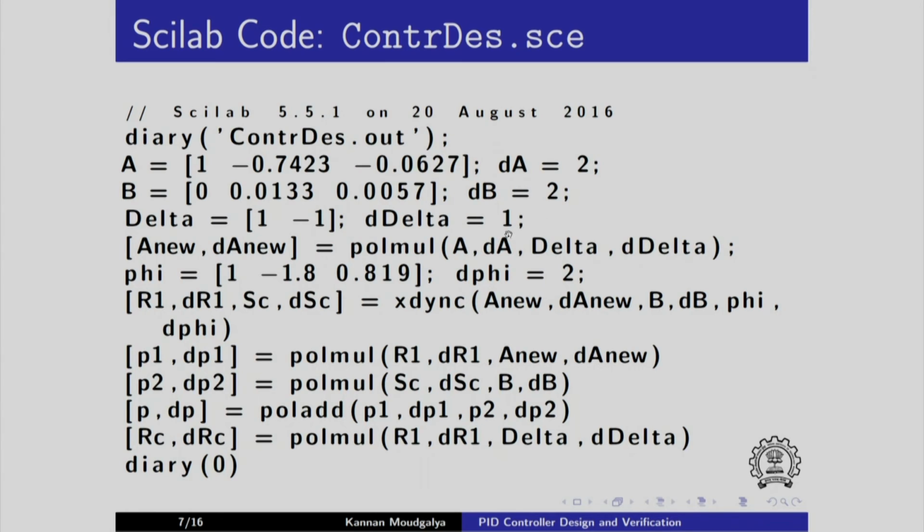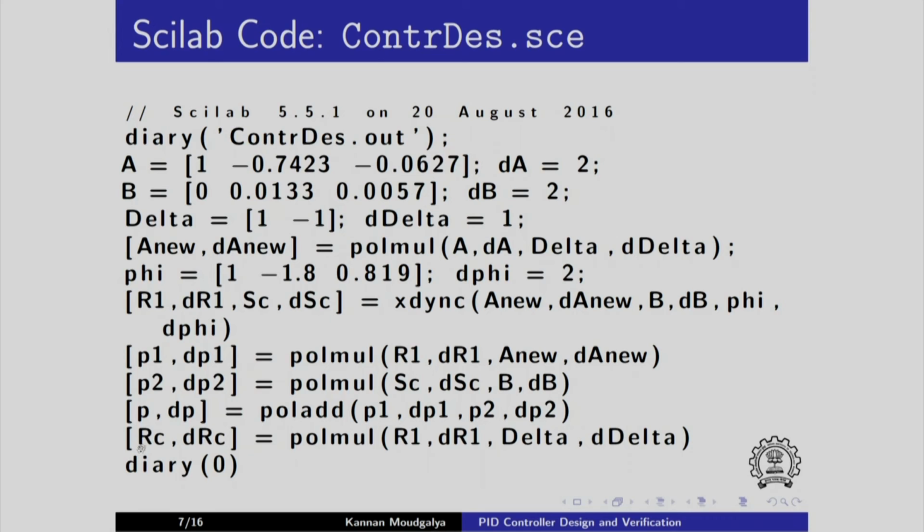As I mentioned earlier, we multiplied A and delta and then use that to solve the Aryabhata's identity. That equation is xd plus yn equals c. So I have implemented this as a Scilab function x dy nc dot sci. At this point the controller is calculated. We know R1 and SC, and RC is given by R1 into delta.